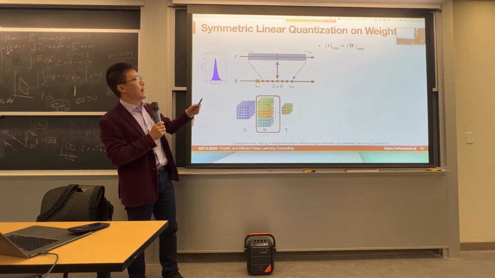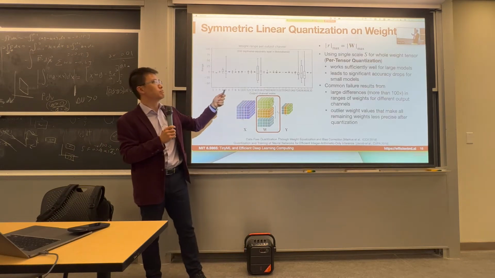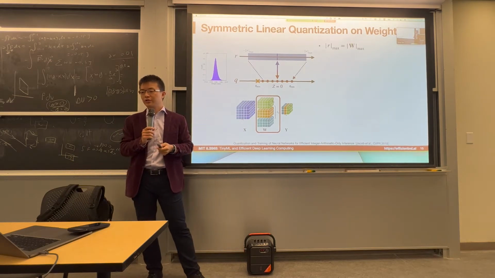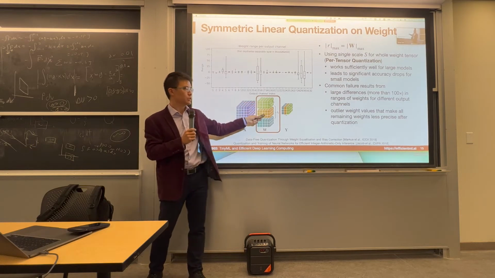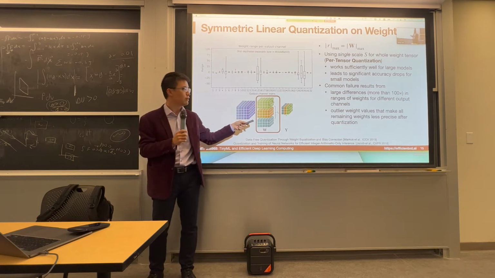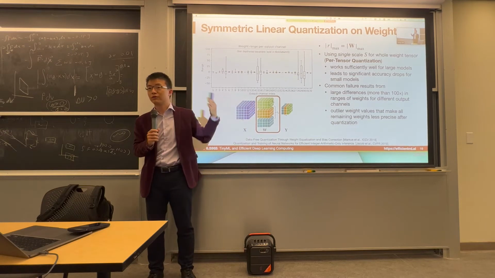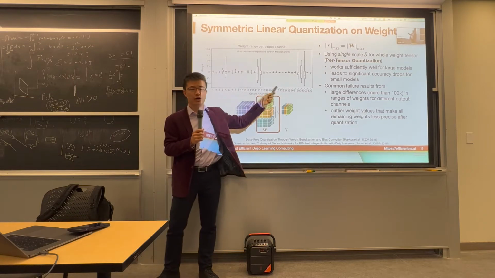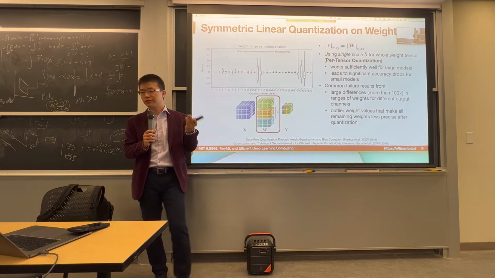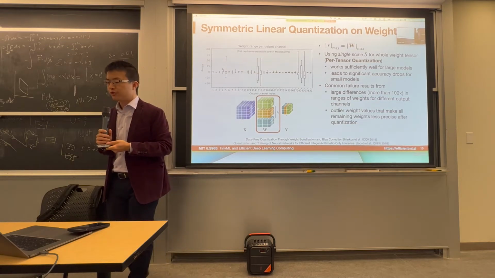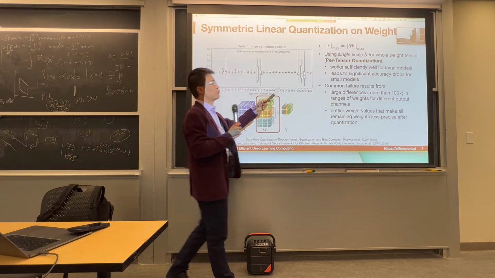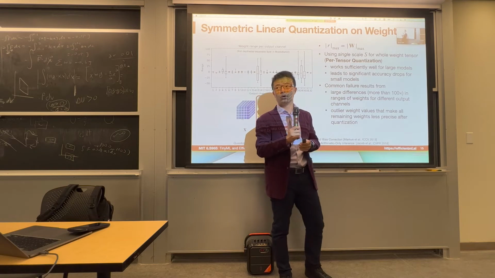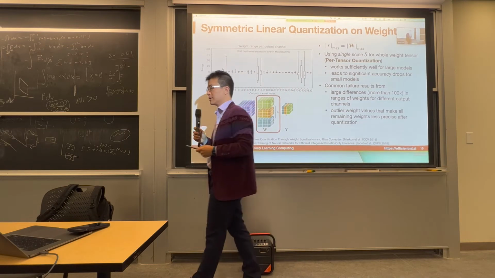So the R max is basically the largest value in your weight. The problem is that for different channels in this figure, how many channels do we have? 1, 2, 3. We have 3 channels. And as shown in this figure, the range for different channels can actually differ a lot. So if we do per tensor quantization, just use a single scaling factor for the whole weight tensor, what is the problem here?